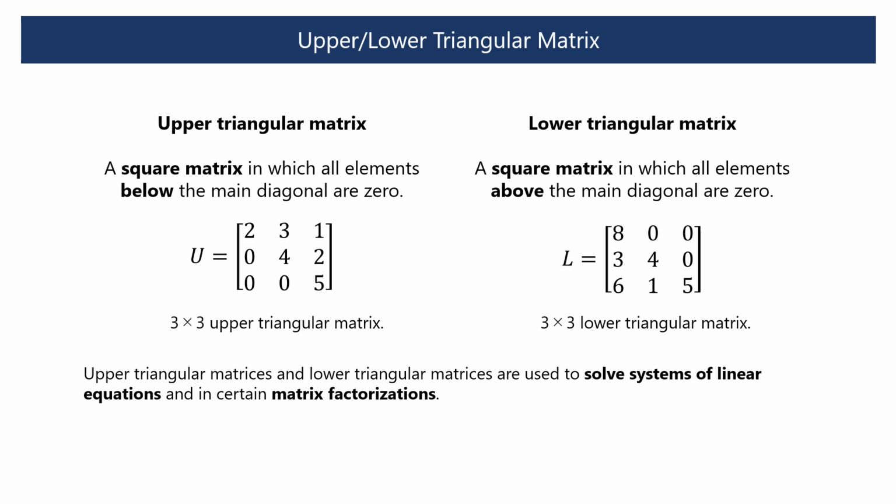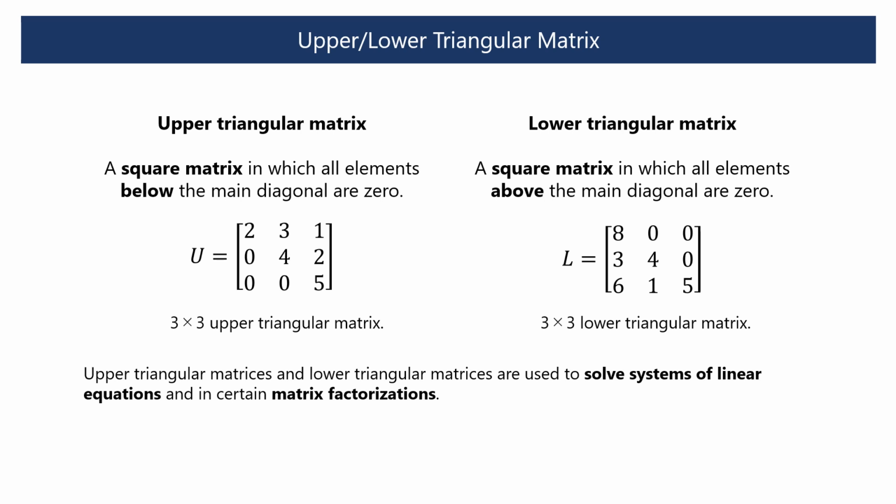Next, let's see what upper and lower triangular matrices are. An upper triangular matrix is a square matrix in which all elements below the main diagonal are 0. This matrix U is an example of a 3 by 3 upper triangular matrix. A lower triangular matrix is a square matrix in which all elements above the main diagonal are 0. This matrix L is an example of a 3 by 3 lower triangular matrix.